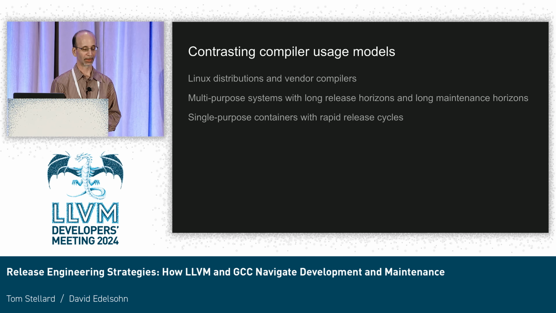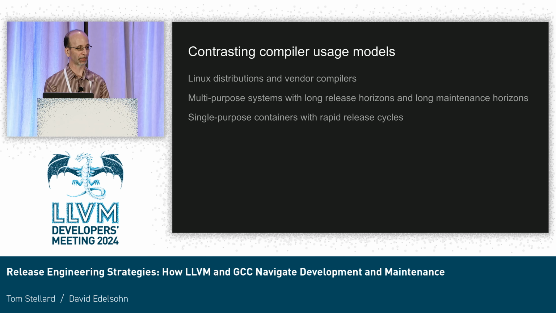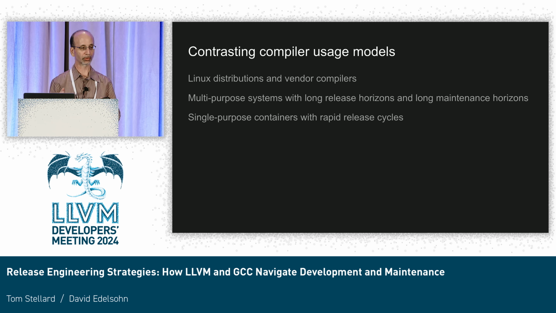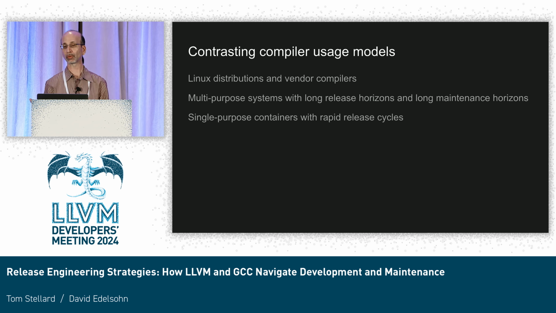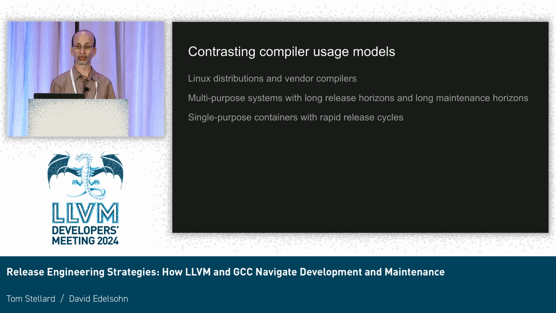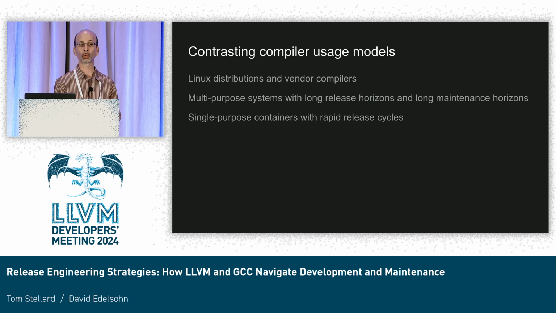So I wanted to now talk a little bit about the differences between how these versions in GCC and LLVM are targeted. The Linux distributions and the vendor compilers are very much focused on long-term system horizons. And the Linux distributions are used in a way where it's often a shared system. And as I mentioned, GCC, the GNU toolchain, and the Linux distros co-evolved that way.